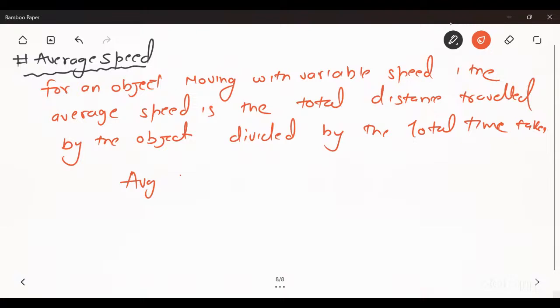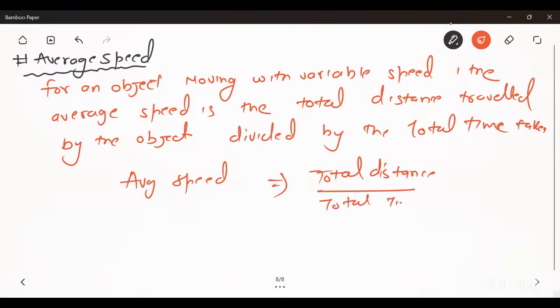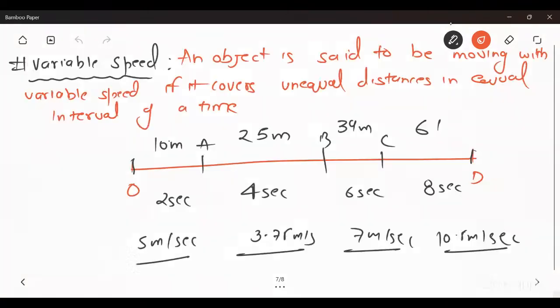So average speed is defined as total distance upon total time taken. Now come to the main part. The same definition applies to uniform velocity.